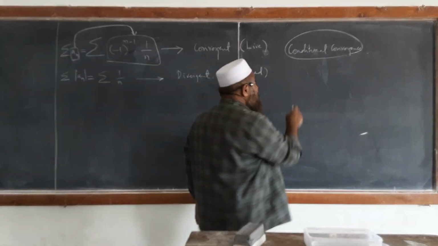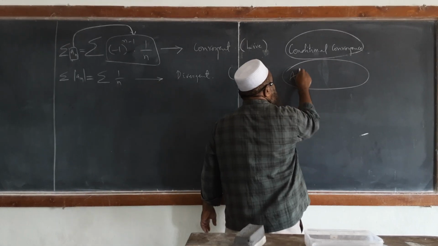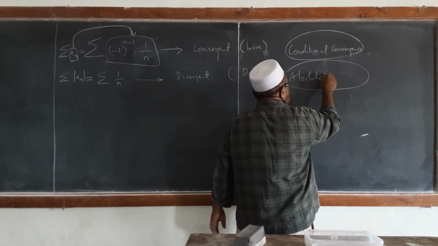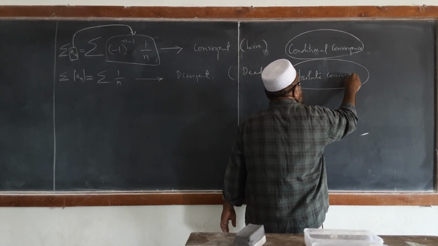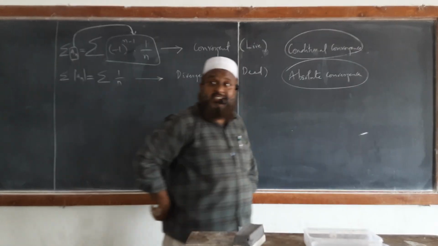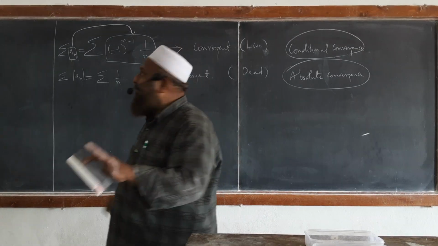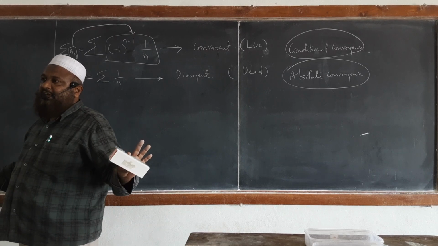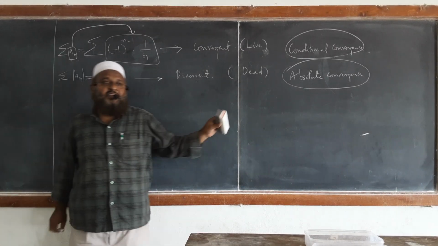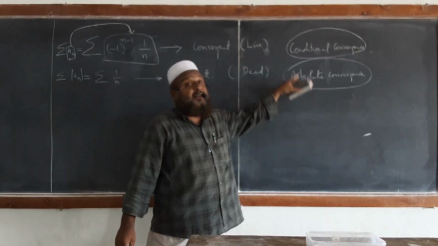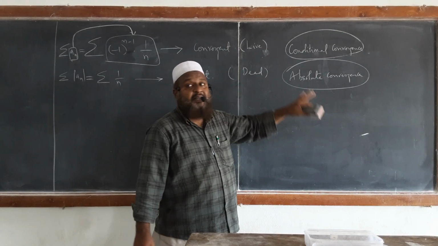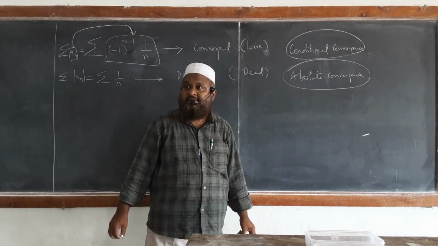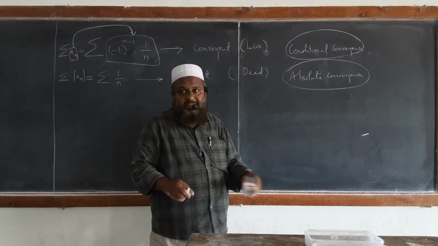Next is one more concept called absolute convergence. It is such an infinite series that does not depend on the (-1)^(n-1) factor. Whether it is kept or removed, in both situations it will be convergent. That type of infinite series we call absolutely convergent. The property is absolute convergence.